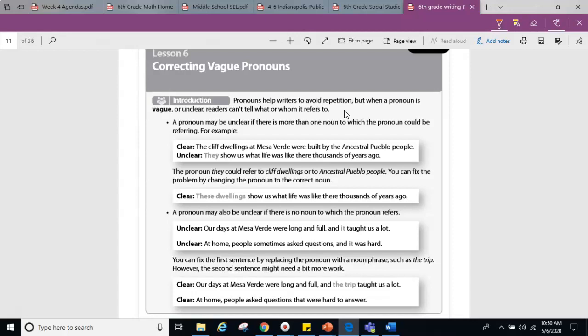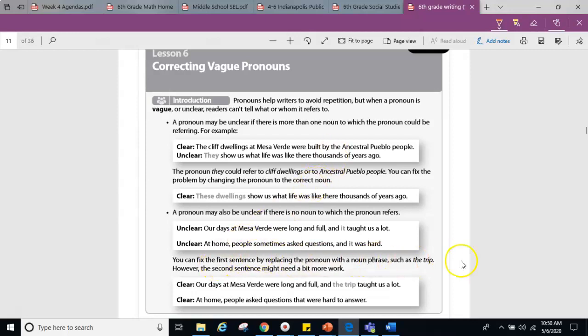A pronoun may also be unclear if there is no noun to which the pronoun refers. Our days at Mesa Verde were long and full, and it taught us a lot. What taught us a lot? The days? Mesa Verde? Who knows? At home, people sometimes ask questions, and it was hard. Well, what was hard?